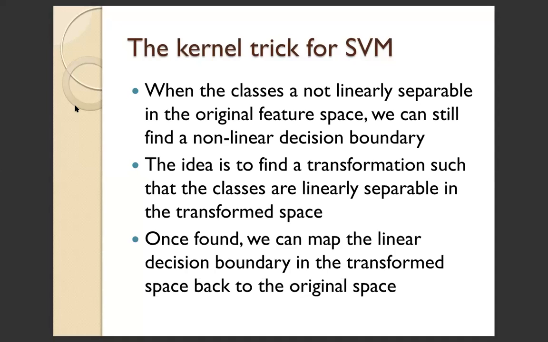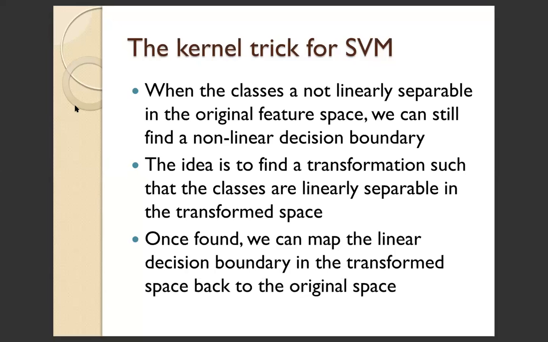So what is the solution to this? The solution is to find some kind of transformation. In the original space, it is not linearly separable, fine. But perhaps if you transform them, you take them to another space, then they might actually be linearly separable in that space. So this is a useful idea to think of.